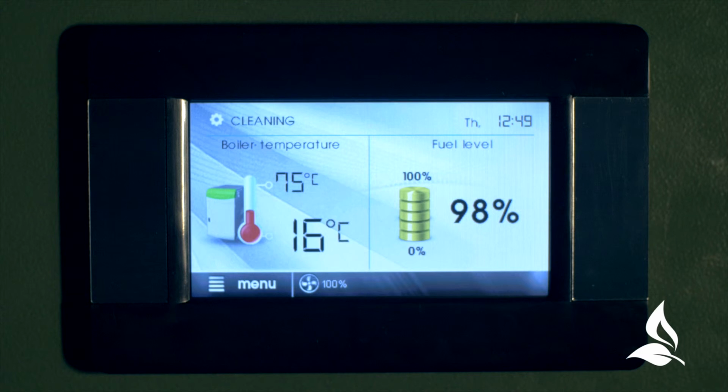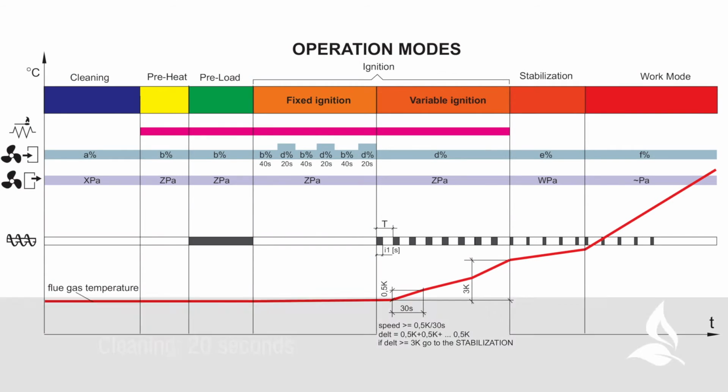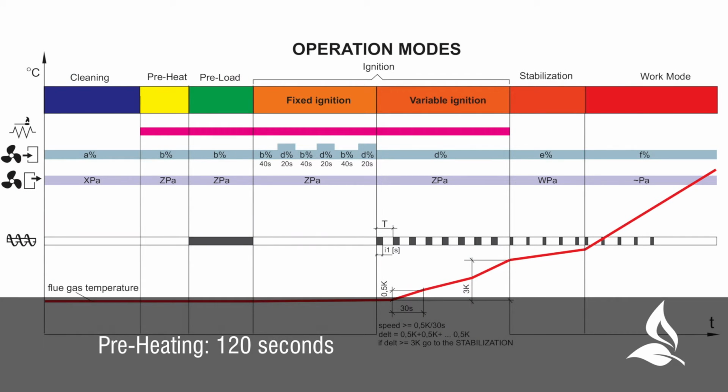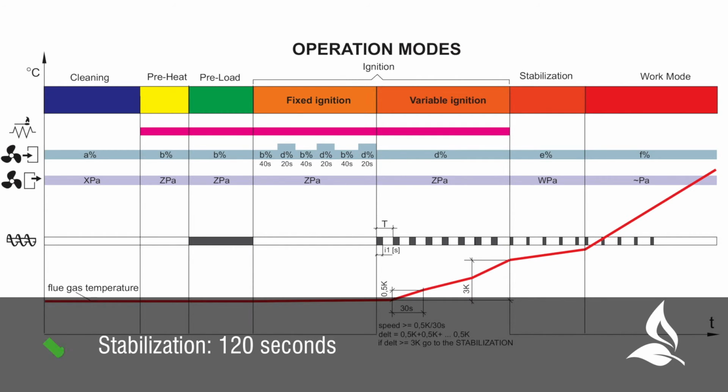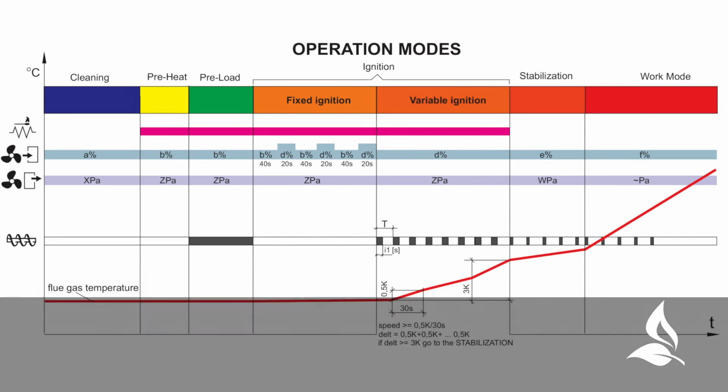ignition. Once the boiler has a call for heat, the ignition sequence starts with the following logic. Cleaning 20 seconds. Preheating 120 seconds. Preload 38 seconds. Fixed ignition 5 minutes. Variable ignition 4 minutes or 3 degrees Celsius rise in flue gas temperature. Stabilization 120 seconds. Run mode.